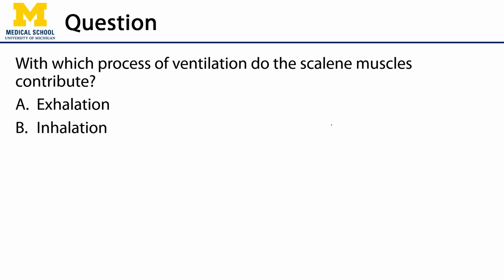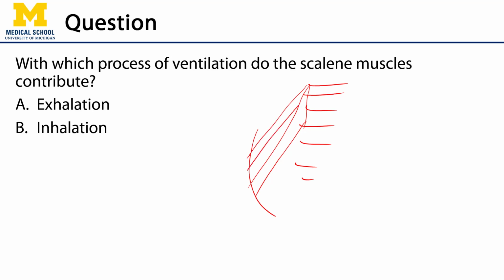So that leads us to our assessment question of the video, which is, with which process of ventilation do the scalene muscles contribute? Is it A, exhalation, or B, inhalation? Well, let's think about those scalene muscles. Those scalene muscles originate on the transverse processes of cervical vertebrae, and they come down, and the anterior scalene and the middle scalene insert on rib 1. The posterior scalene goes down and inserts on rib 2.